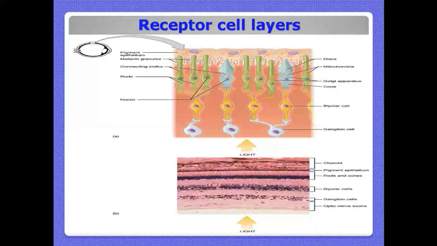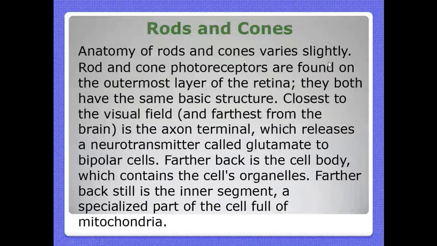Now we are coming to the anatomy of rod cells and cone cells. They vary slightly, rod and cone. Rod and cone photoreceptors are found on the outermost layer of the retina. They both have the same basic structure but slightly differ. Closest to the visual field, it is the axonal terminal.